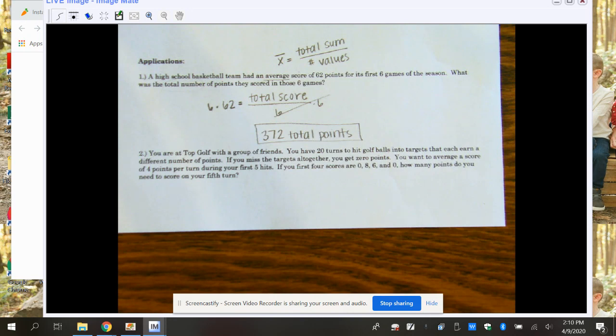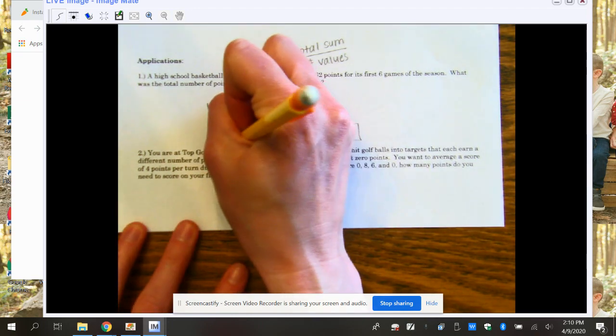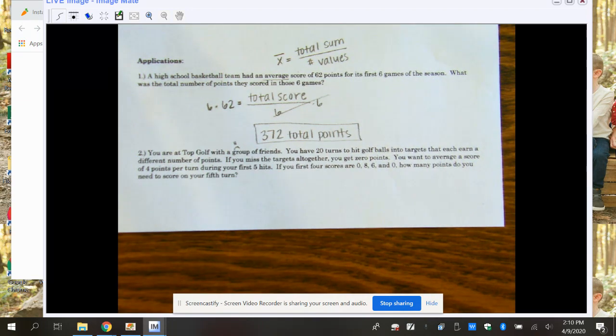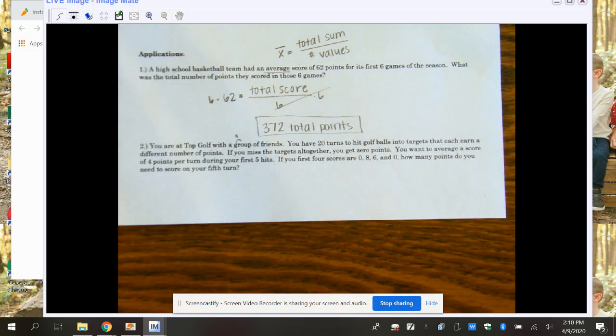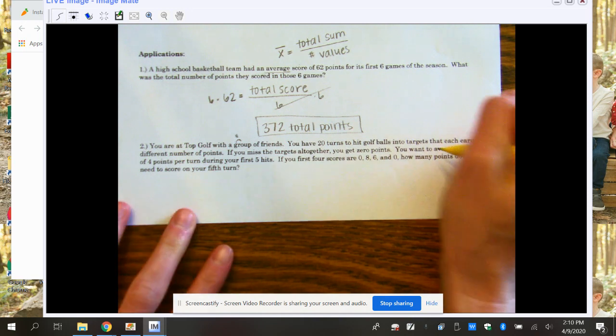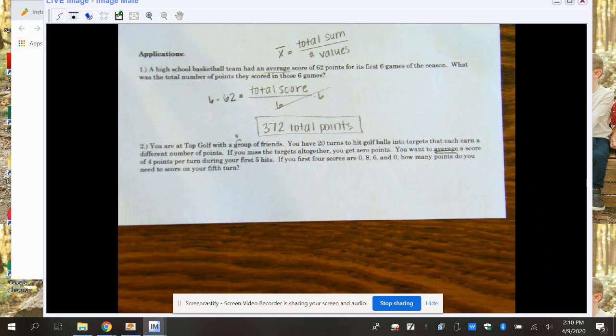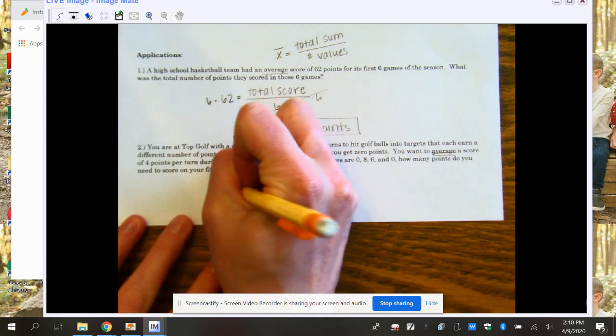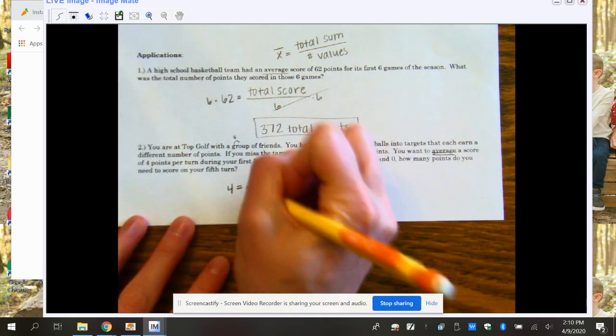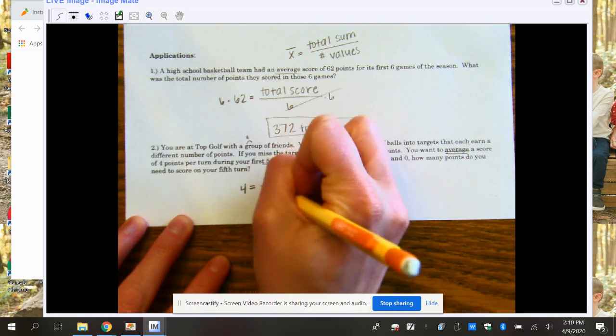All right, you are at Topgolf with a group of friends. You have 20 turns to hit golf balls into targets that each earn a different number of points. If you miss the targets altogether, you get 0 points. You want to average a score of 4 points per turn during your first 5 hits. So we know we want that mean to be 4. We know that we have 5 hits.